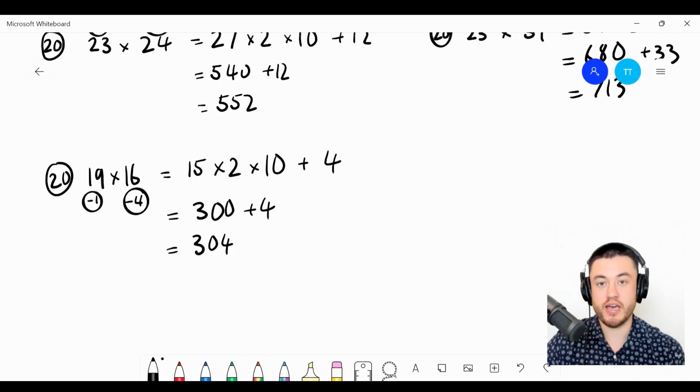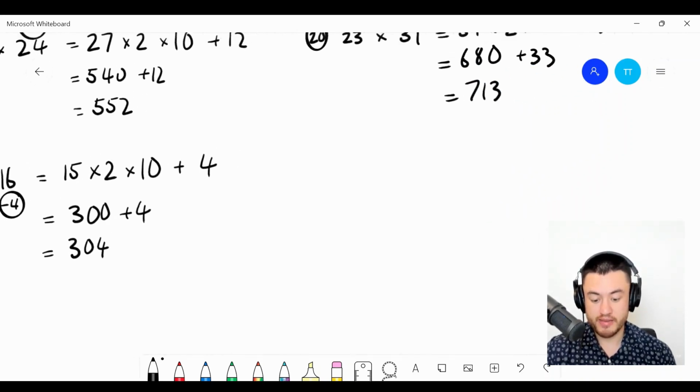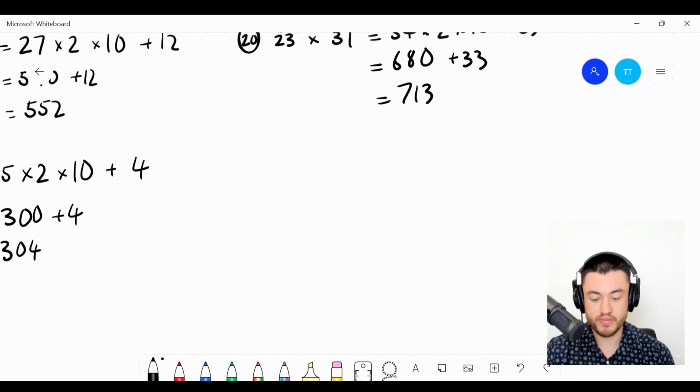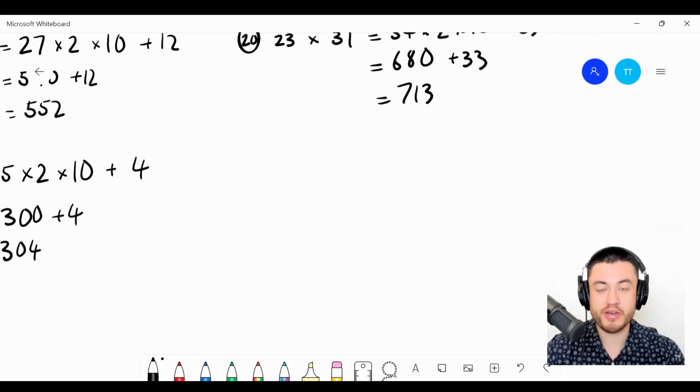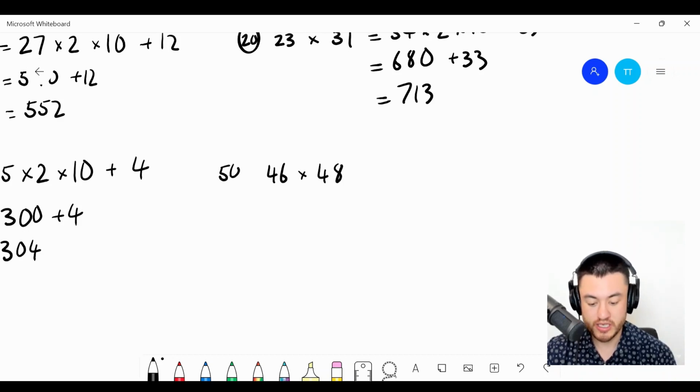And of course, if we have a number above and below the reference number, we can use the strategy we talked about in part 2. Now let's look at an example where we have to use 50. So multiplying by 50, we can think of as multiplying by 100, which is easy, and then just halving the result. So let's say we had 46 times 48, using 50 as our reference number.